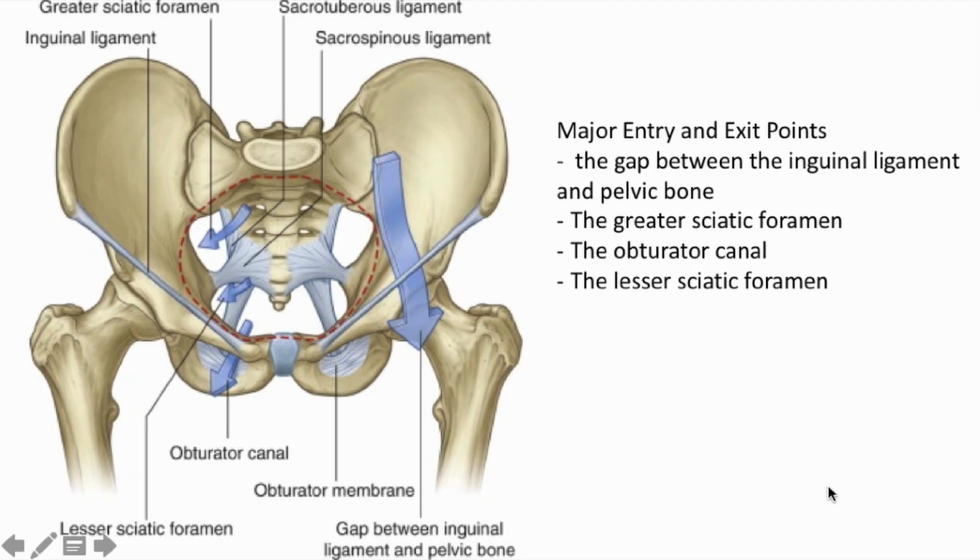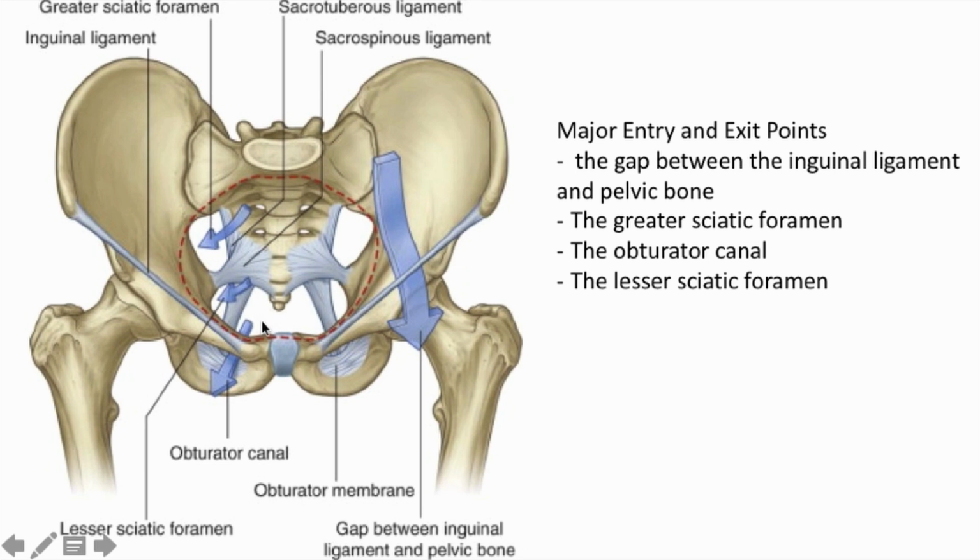Going upwards towards the pelvis, remember there are 4 major entry and exit points between the lower limb, the abdomen, pelvis, and the perineum. So we have the gap between the inguinal ligament and the pelvic bones. Then we have the greater sciatic foramen, the obturator canal down here, and then the lesser sciatic foramen right here.